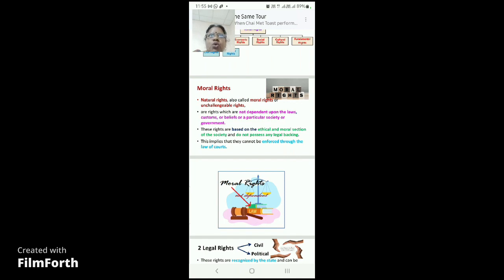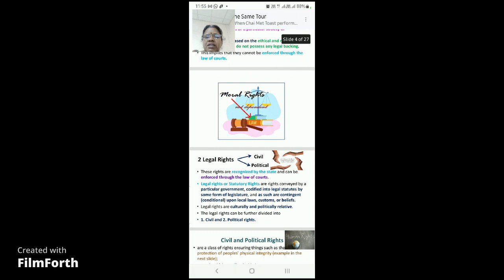If we are going on a road and some person has met with an accident and we help them, this is not because of the law; we help because of humanity. These rights are called moral rights. Based upon humanity, we help them. It does not depend upon the law, and we personally help them because of humanity. That type of right is called a moral right. These rights are based upon the ethical and moral sense of the society and do not possess any legal backing.